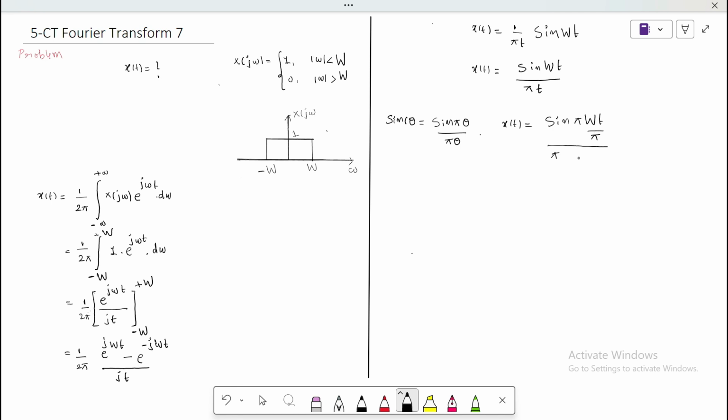So theta we should have, is it? So wt by pi into w by pi, the original pi, is it? So this is the theta. So this is pi, this pi is this one, this w. So then x of t equals w by pi sinc theta, that equals wt by pi.